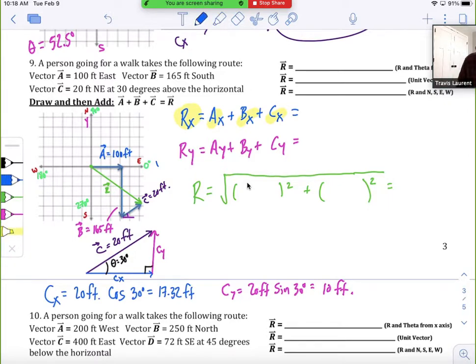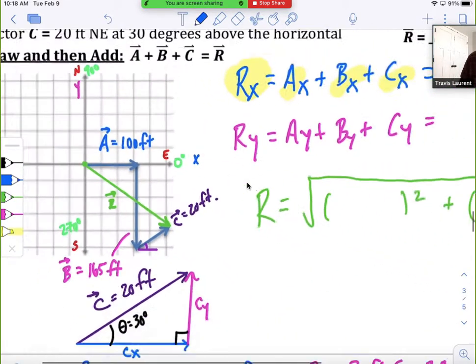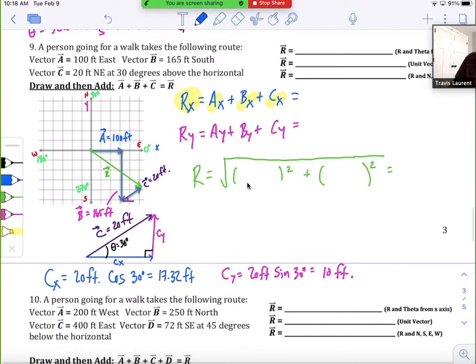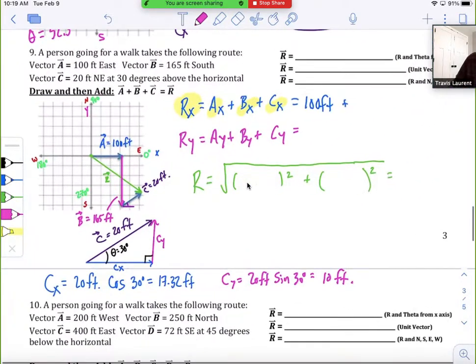So let's look at vector A. You can see vector A is going due east, or all in the x direction. So I'm just going to make a note of this. This is the x direction right there, and vector A is all in the x. So we're going to say vector A was 100 feet plus vector B. If we look, vector B is this one that's going down, so right here, here's vector B, and it's going down 165. So none of that vector is in the x direction. So just to show that, I'm going to say that's 0.